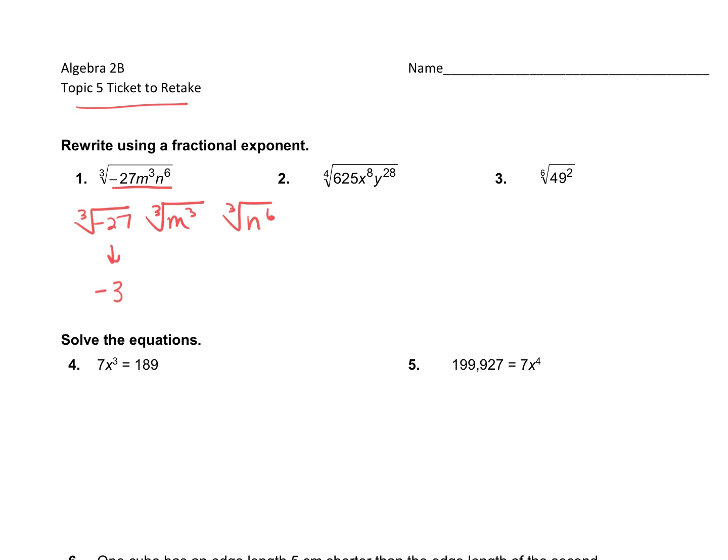Now the cube root of m cubed, anytime that the power matches the root, if we were to write that m to the power over the root as a fractional exponent, 3 divided by 3 is 1, so it's just an m to the first power. An easy thing to remember is the cube root of m cubed is m. Anytime the power and the root are the same, it leaves us with just the variable.